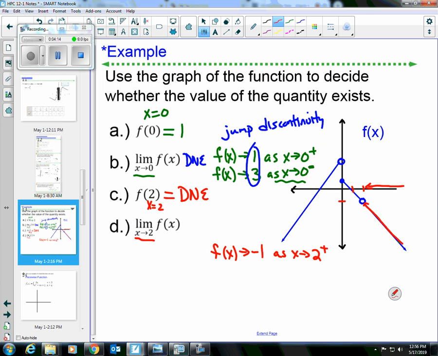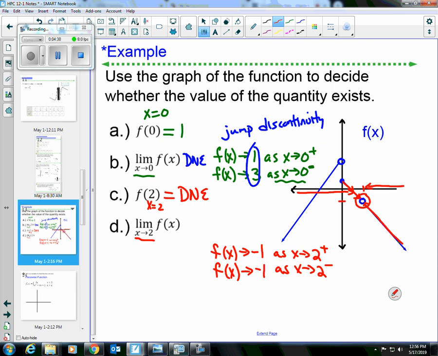Well, as we approach 2 from the left-hand side, so as we get closer and closer to the value of 2 coming this way, if I trace on the graph, it sure looks like I'm closing in on that same location. So the function itself, if you trace on it, looks like it's getting closer to -1 as x approaches 2 from the left-hand side. So they're closing in on the same number.